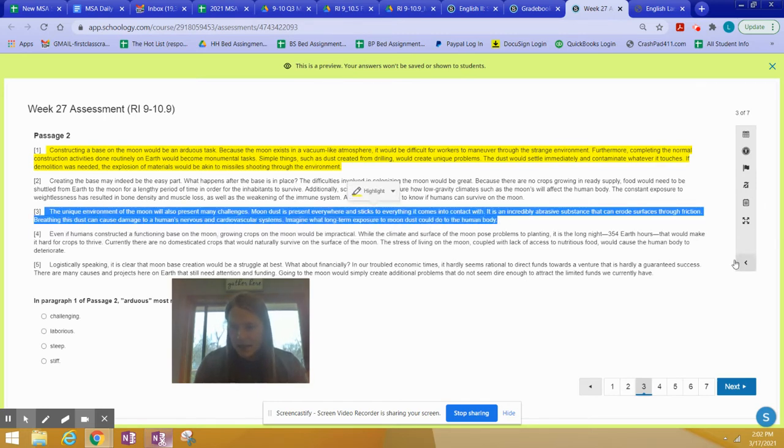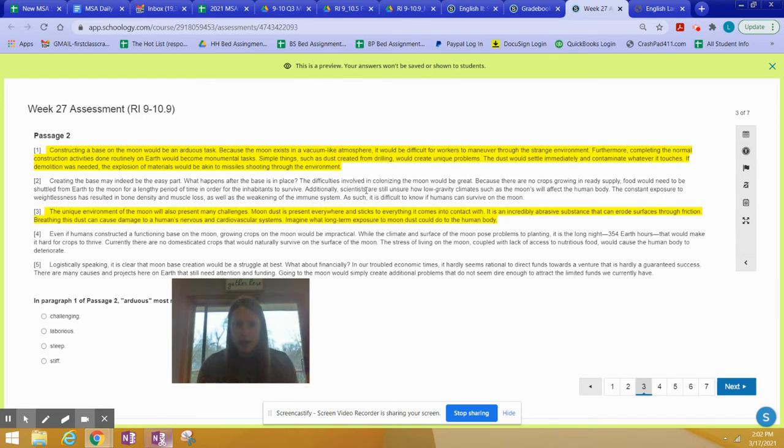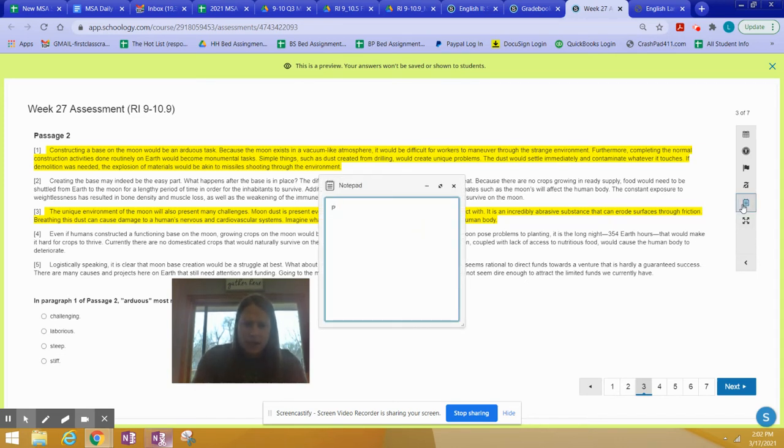The next thing that I am going to do after I have annotated the text is write a brief summary or gist for each of them, and I'm going to use the notepad feature here. So, notepad. Passage number 1 was about the moon, and I'm going to basically write down the main idea or the author's argument. Passage number 2, I'm going to do the same thing.